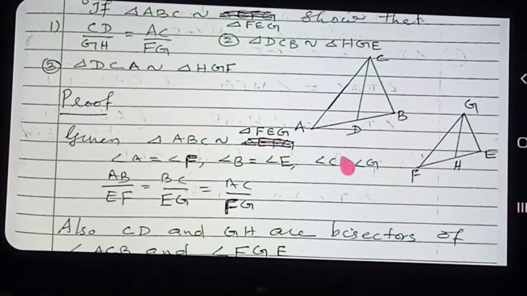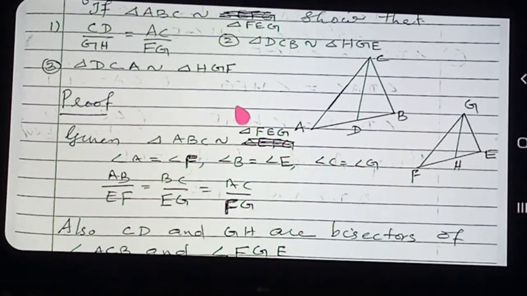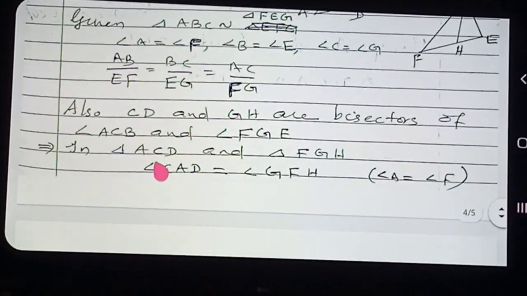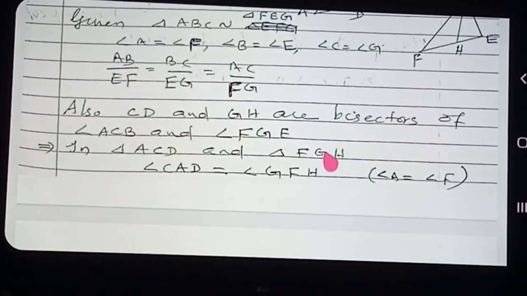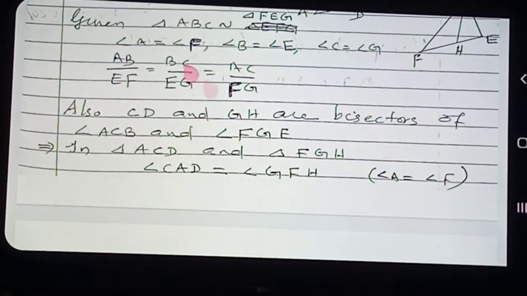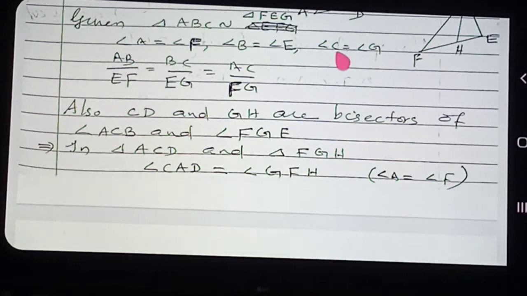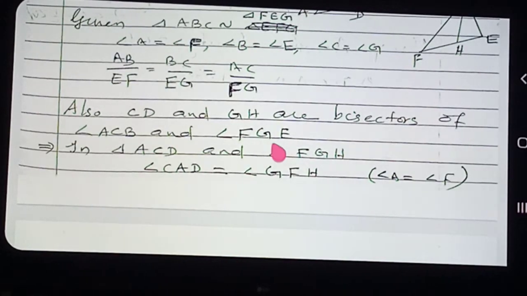So all these points I have written down on the side. See here. In triangle ACD and triangle FGH, angle CAD is equal to angle GFH. Reason: angle A equals angle F, already known. Why is it written? Because the triangles are similar, as given.